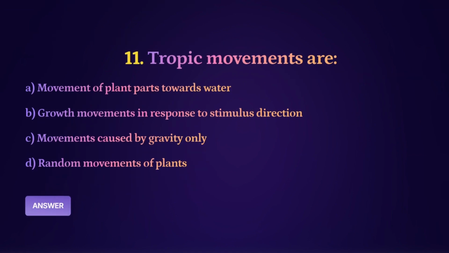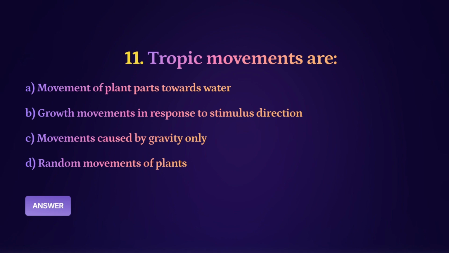Question number 11. So we are halfway done. This is question number 11 now. The tropic movements are, options are A. Movement of plant parts towards water. Option B. Growth movements in response to stimulus direction. Option C. Movements caused by gravity only. And option D is the random movements of plants.